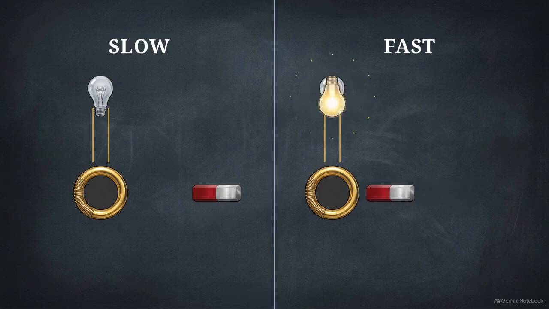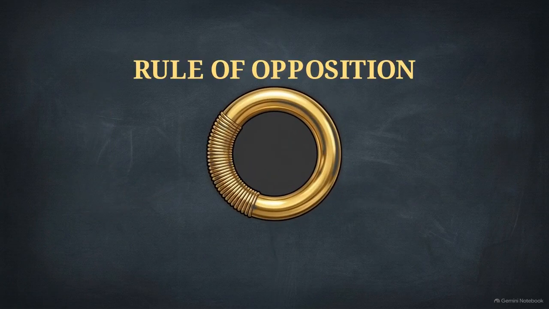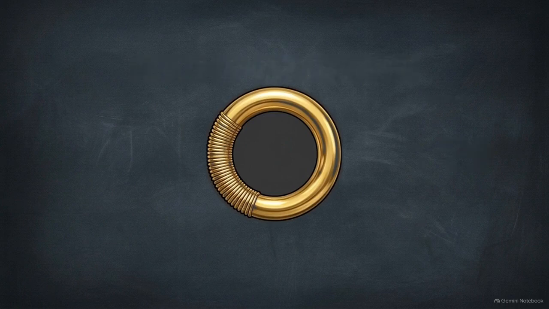Faraday discovered that simply having magnetic flux isn't enough to generate a voltage. The flux has to change. The speed of that change dictates the amount of induced voltage. Thrust a magnet quickly, and you get a massive surge of current. Move it slowly, and you get a trickle.